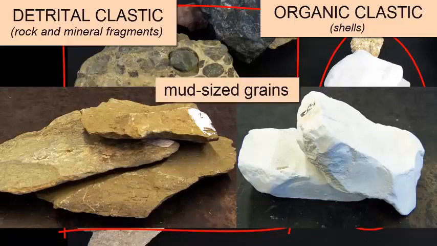Especially when clasts are mud-size, it's hard to tell from a hand sample what the grains are made of. For this particular lab class, mud-sized shells will always be white. If you see a rock made of mud-sized particles that are not white, they must be detrital.